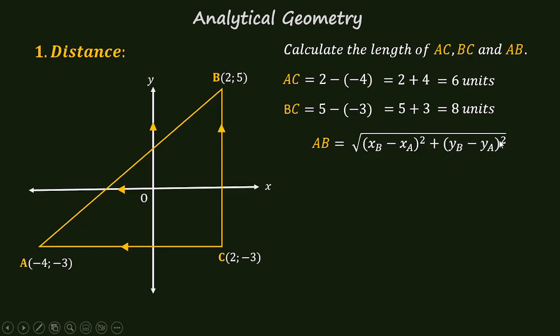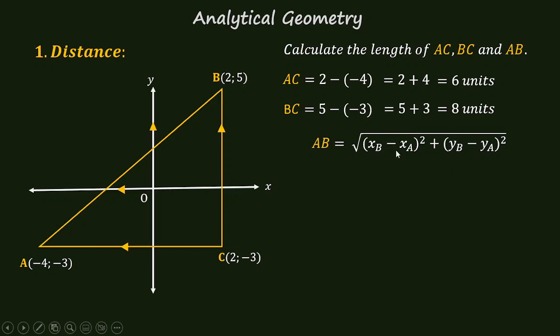Now what is important to remember with the formula is that if you start with the x value at B, you must also start with the y value at B for consistency and also to get the correct answer. So in this problem, we started with the x value at B, and then we subtract the x value at A, and then we square the difference. We do the same with y, we square the difference to find the length.